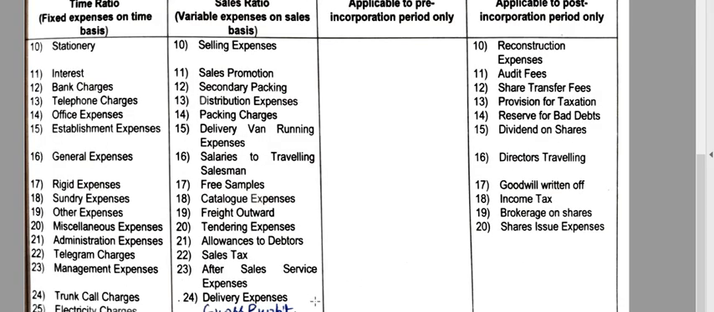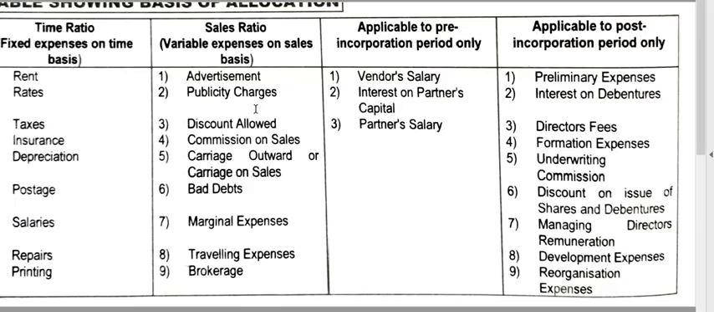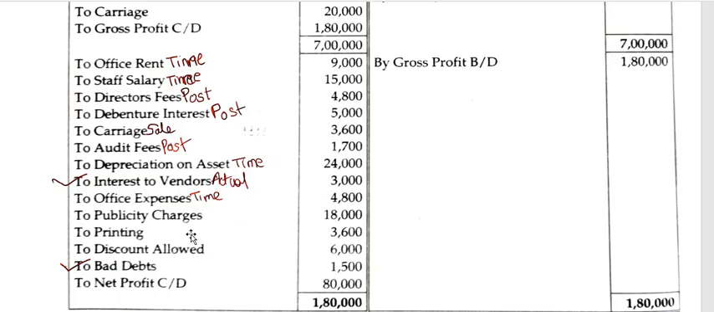Yes, it is under publicity. Yes, publicity charges are under sales ratio. So distribute publicity charges on the basis of sales ratio. Then printing time. Discount allowed sales. Bad debts we have adjustment.